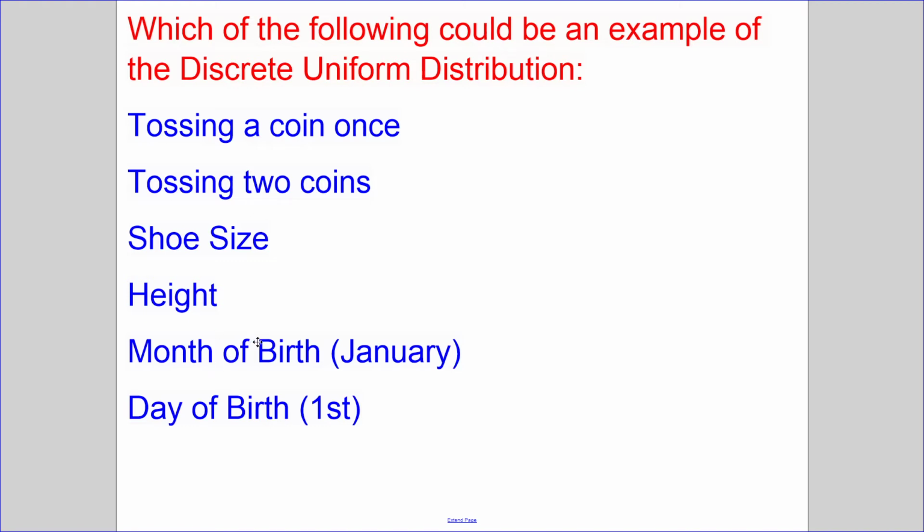Month of birth probably is going to be quite uniform. There are slightly more people born in September and October, but roughly uniform. However, the day of birth, things like the 30th and the 31st are going to be very underrepresented. So month of birth, fairly similar to a uniform distribution. Day of birth, there's going to be some fairly drastic differences for things like the 31st because there really aren't very many 31sts.